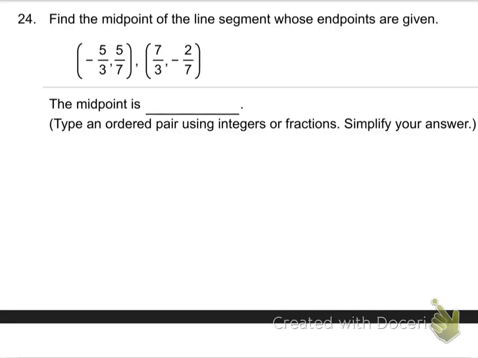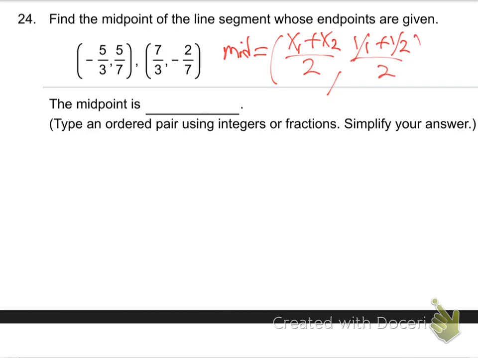Okay, the last one, 24. So again, the middle point is going to be the two x values added divided by 2, the average of the x values, and the average of the y values. Add them up, divide by 2. This is x1, y1, x2, y2. So I'm going to add them up.